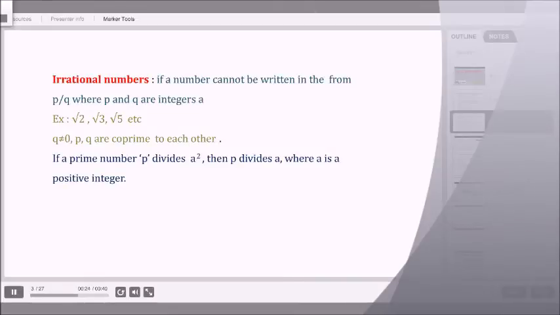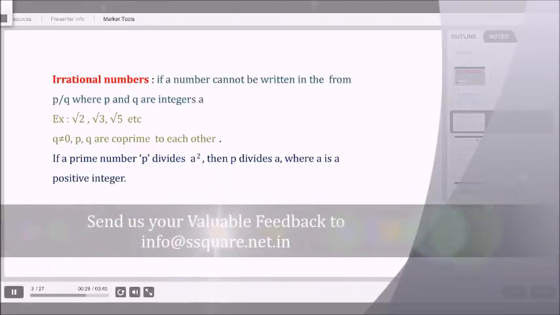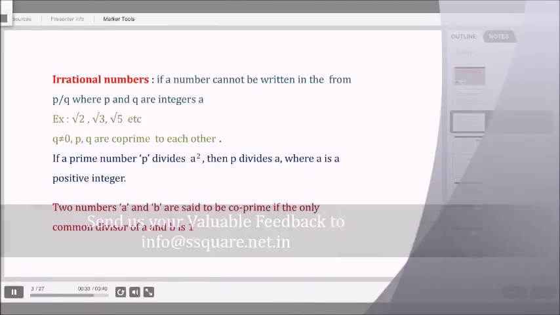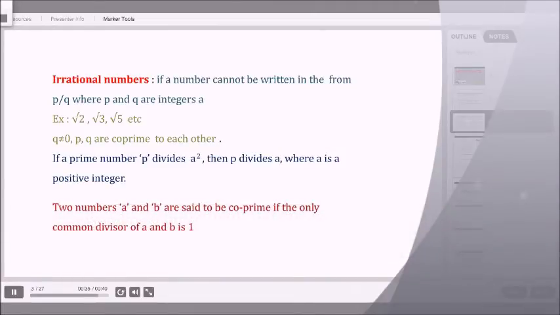Next, if a prime number p divides a squared, then p divides a, where a is a positive integer. Two numbers a and b are said to be co-primes if the only common divisor of a and b is 1.